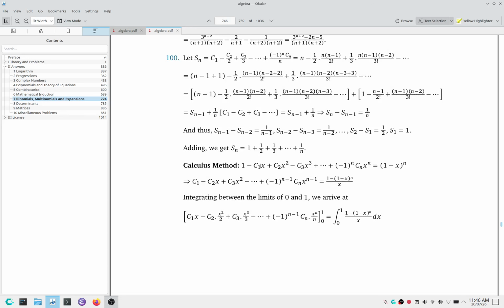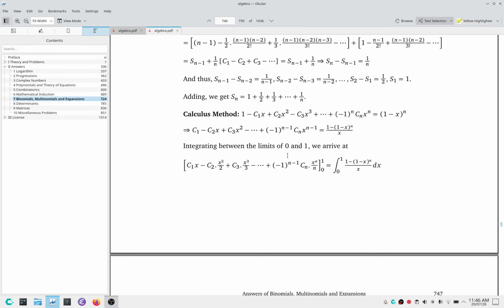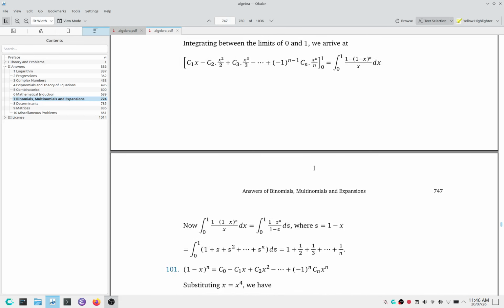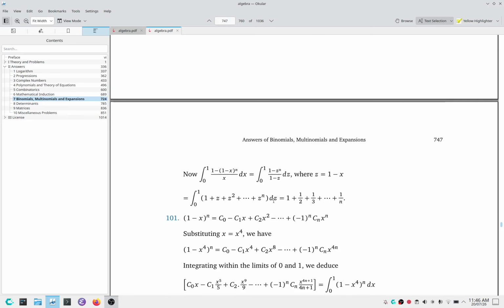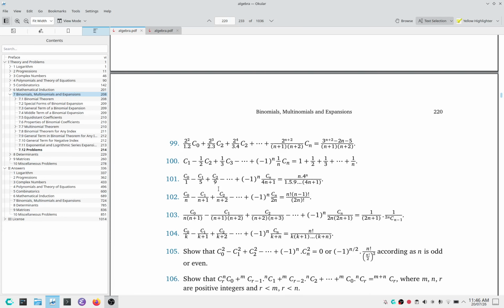Now the calculus method is 1 minus C1 x plus C2 x squared minus C3 x cubed up to (minus 1) to the power n Cn x^n is equal to (1 minus x) to the power n. So we have this sum as (1 minus x) to the power n upon x. So integrate between limits 0 to 1 and you get the desired series. Okay. With this we come to the end of questions 91 to 100.